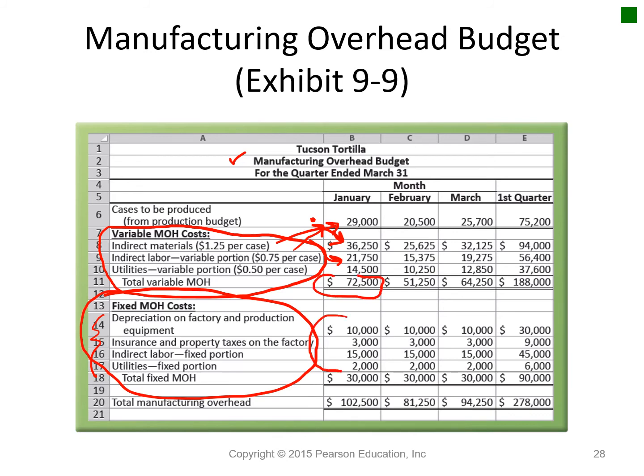All your fixed cost would have been given as well. Your total fixed is 30,000. You're going to combine the variable and the fixed, and your total budgeted overhead for the month of January would be 102,500. And you just do the same process essentially for each month.